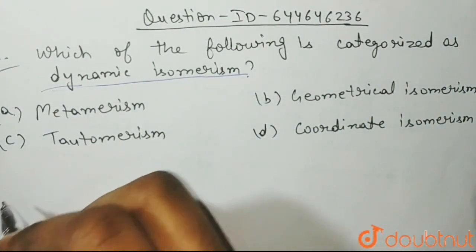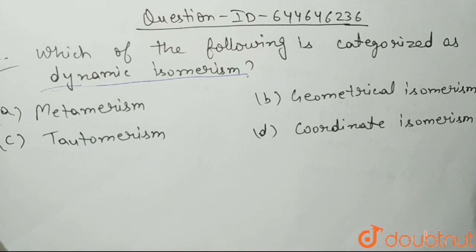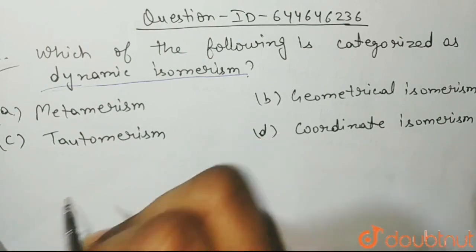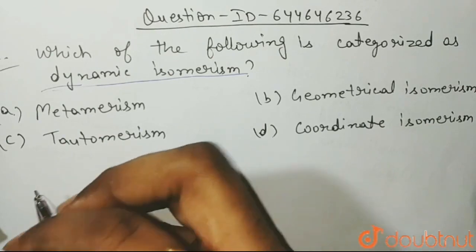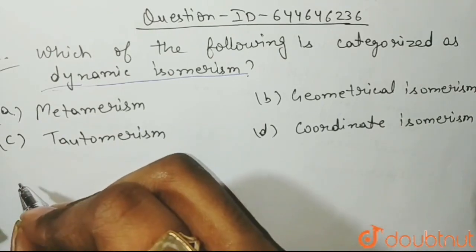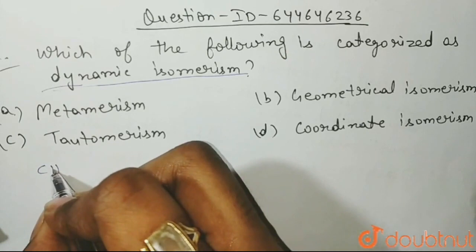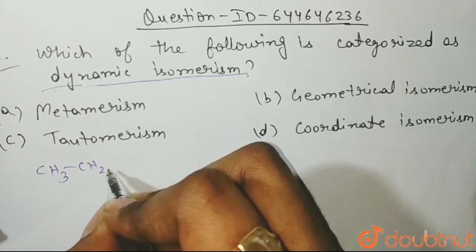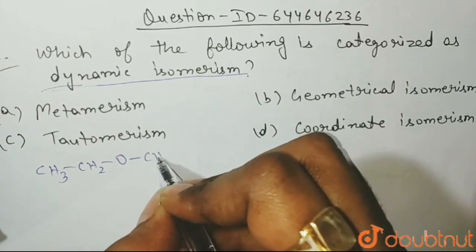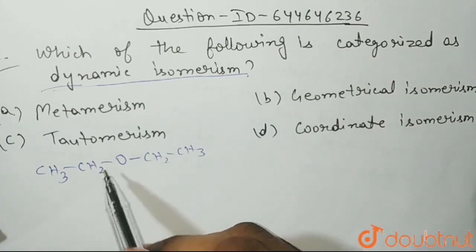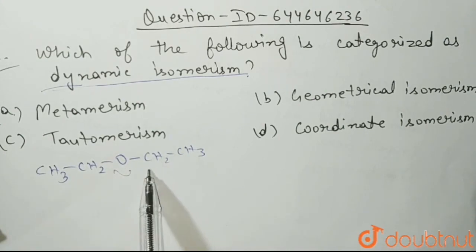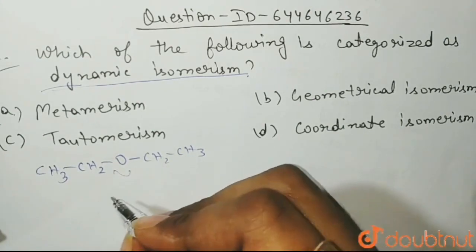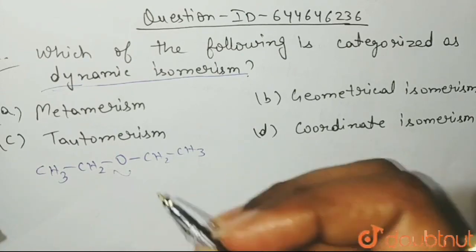So what is metamerism? Metamerism is the isomerism in which a functional group is there and on both sides of the functional group the alkyl chain is differing. If I give you an example of metamerism, you can take diethyl ether. It is CH3, CH2, oxygen, CH2, CH3. Here the functional group is ether, and on either side of it the alkyl chain has two carbons.